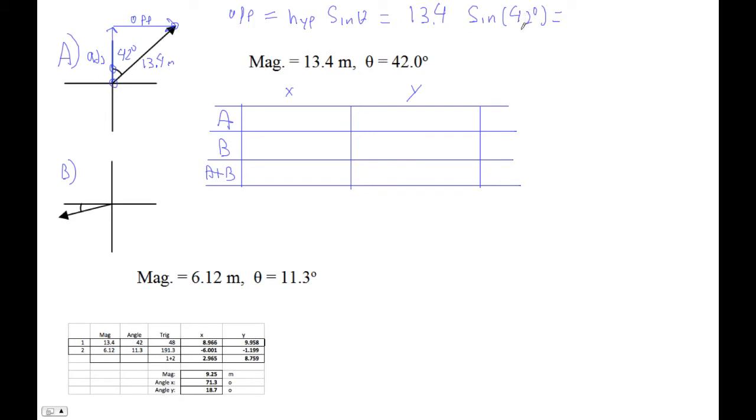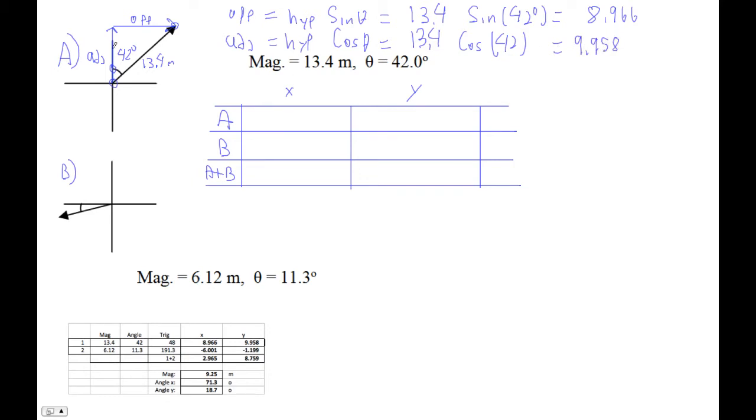Okay, so literally I type 13.4 sine 42, right parenthesis, enter. I get 8.966, right? And then the adjacent sides are always hypotenuse cos whatever the angle is, right? So that's going to be 13.4 cos 42, right parenthesis. And that's 9.958.